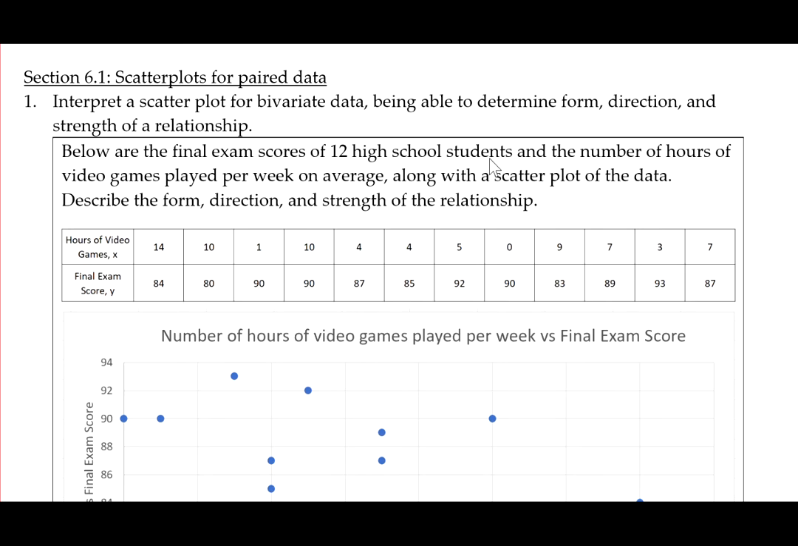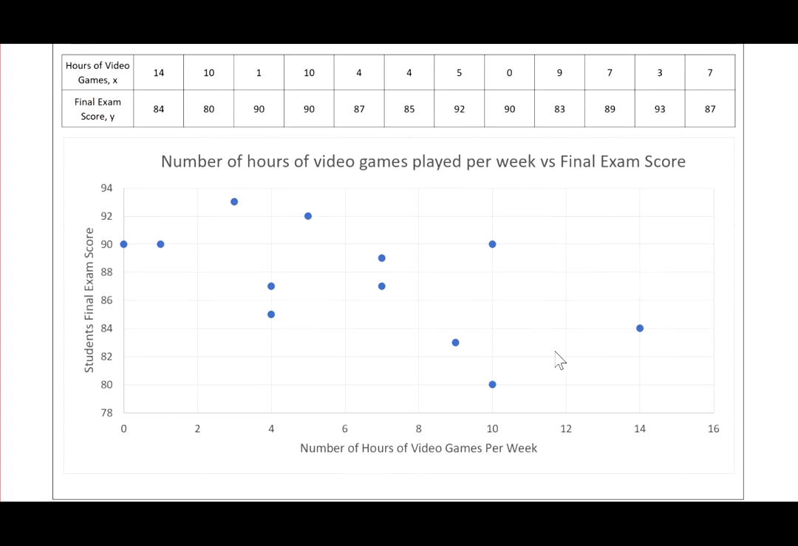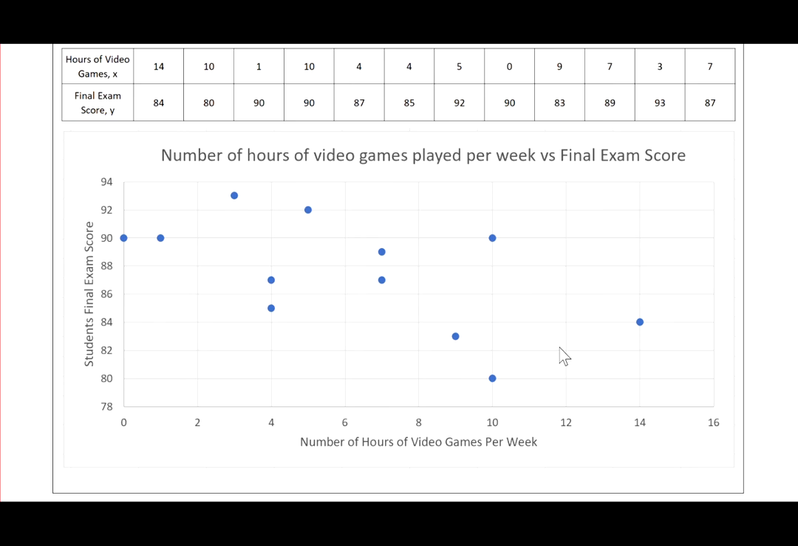Below are the final exam scores of 12 high school students and the number of hours of video games played per week on average. Notice that final exam score is quantitative and number of hours that video games are played per week on average is also a quantitative variable. We have a scatter plot along with the data, and this question asks us to describe the form, direction, and strength of the relationship. So let me move this up so you can see the data and the scatter plot.